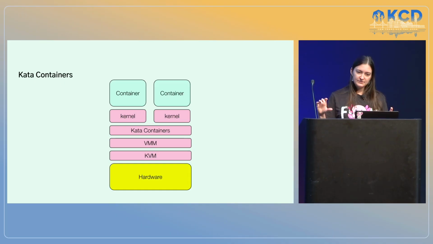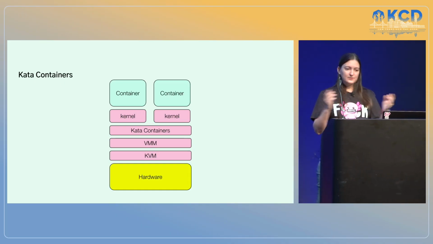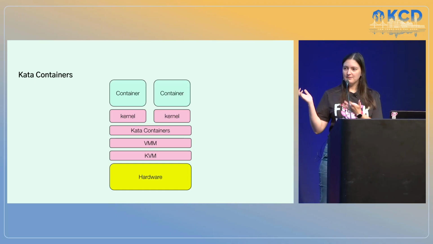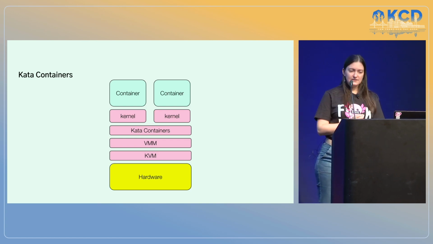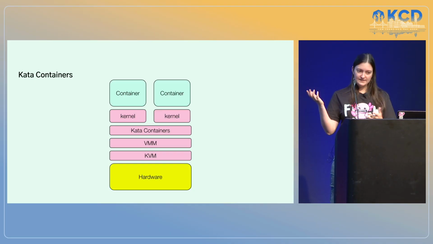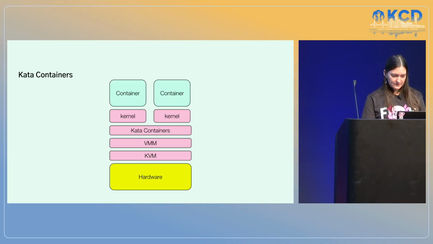Then we have the container runtime. So unlike in the world of traditional VMs, we want containers to run inside of our virtual machines, which means we need a container runtime. Kata Containers is a big open source one that does this. It orchestrates the containers for the VM world, for the micro VM world.